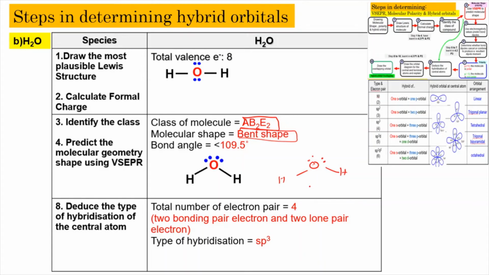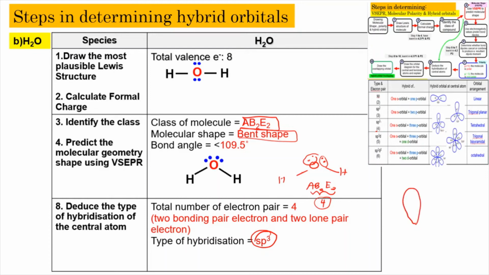So basically you have 4 electron pairs because you have AB2E2. Two bonding pairs and two lone pairs. So it's going to have 4 electron pairs, and this refers to sp3 hybridization. Okay. And from here, you know that your structure is going to be something like this.